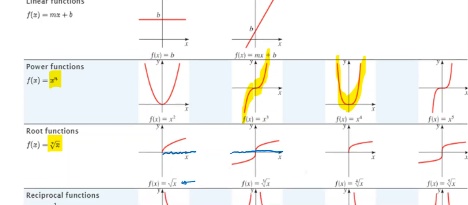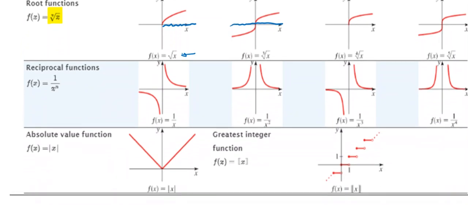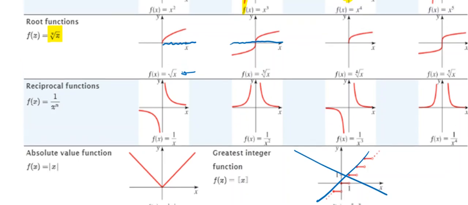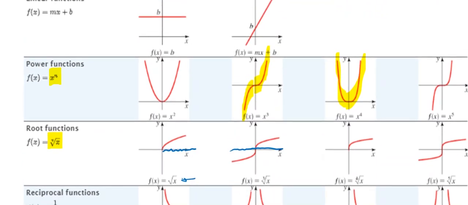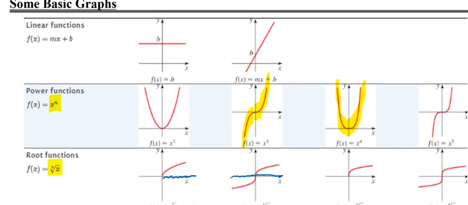So if you look at your book, there's a list of the different functions you should know. I'm not really going to talk about the greatest integer function. I won't hold you responsible for that. But you should have a good idea of the basic shapes of all of these functions that are listed in your book. This is like your library of functions for basic graphs.